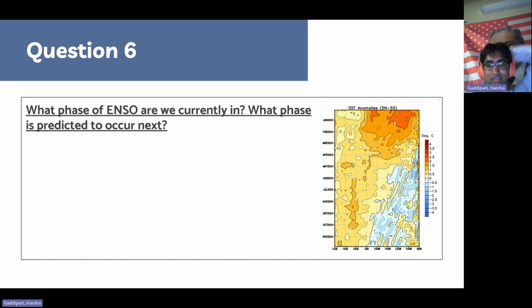Now, question 6. Which phase of ENSO are we currently in, and what phase is predicted to occur next? I'll give you guys another minute for this one too.